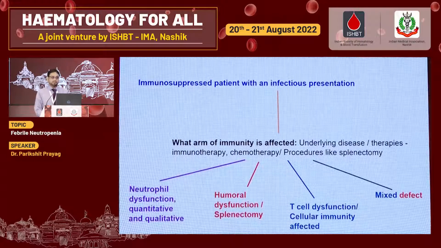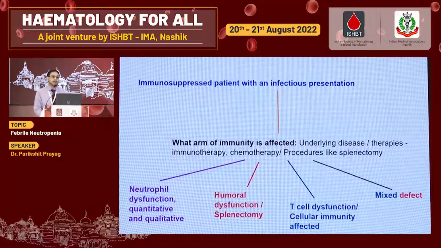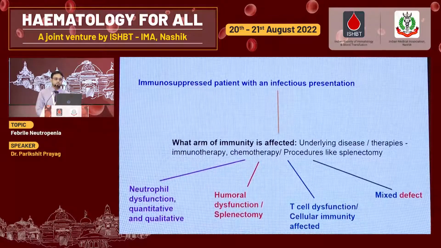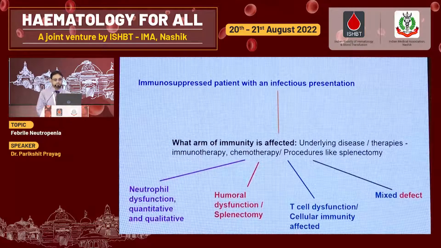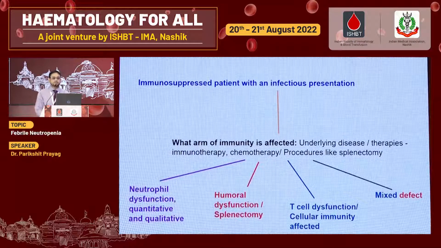So whenever I am dealing with a neutropenic patient, or for that matter an immunocompromised patient, from an infectious diseases point of view, the first question is what arm of the immunity is suppressed. If someone is neutropenic, you have to look at the qualitative as well as the quantitative neutropenia. Then you could have someone whose humoral immunity, the B cell immunity, has been compromised. Then you could have someone whose T cell immunity is compromised, and then they could have mixed defects.